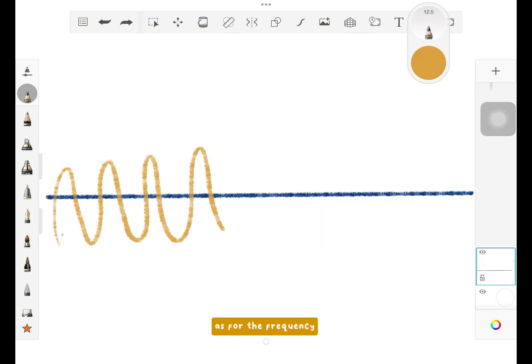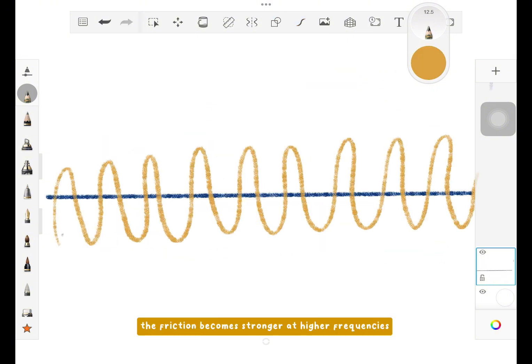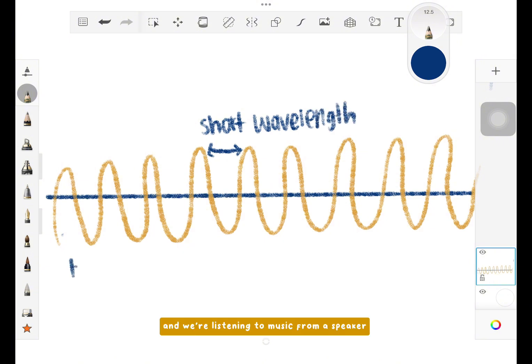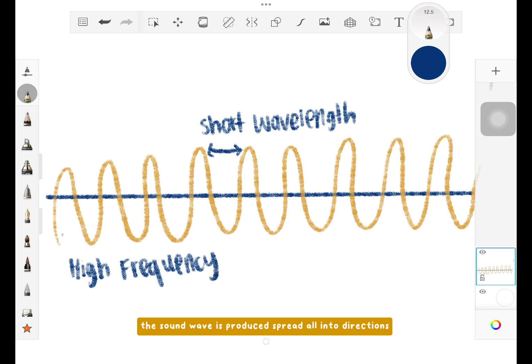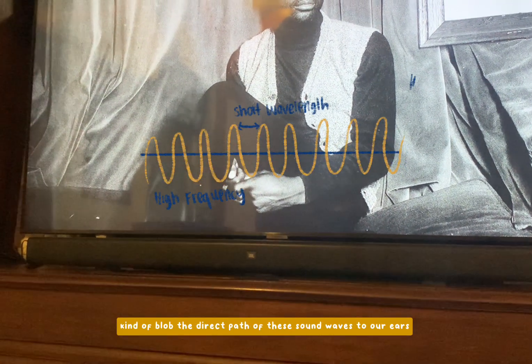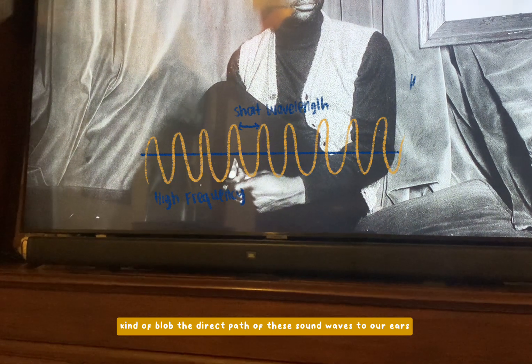As for the frequency, diffraction becomes stronger at higher frequencies because the wavelength is shorter. This means that high frequency sounds are more likely to diffract. And when we're listening to music from a speaker, the sound waves it produces spread in all directions. But sometimes, obstacles like walls can block the direct path of these sound waves to our ears.